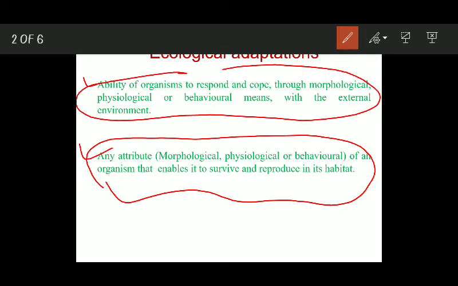First, ecological adaptations mean the ability of organisms to respond and cope with the external environment through various morphological, physiological, or even behavioral means. The alternative way of defining ecological adaptations is: it is any attribute of an organism, whether it is physiological, morphological, or behavioral, that enables it to survive and reproduce in its habitat.